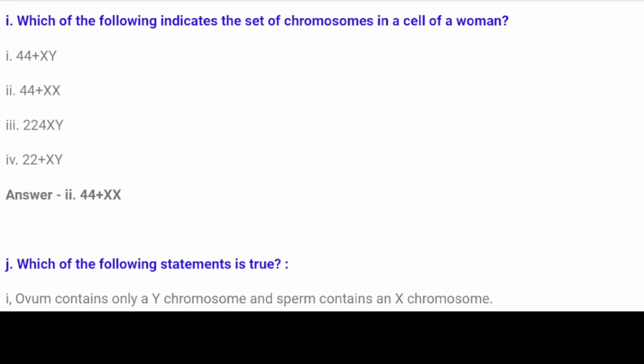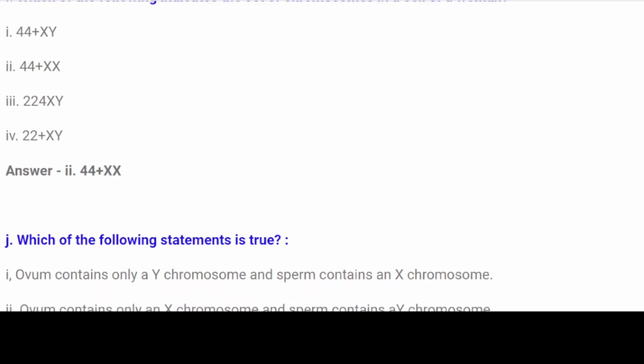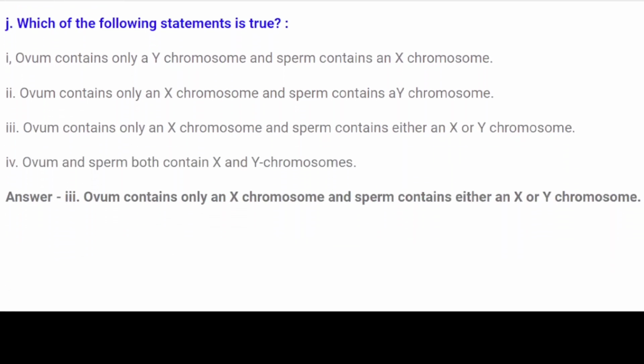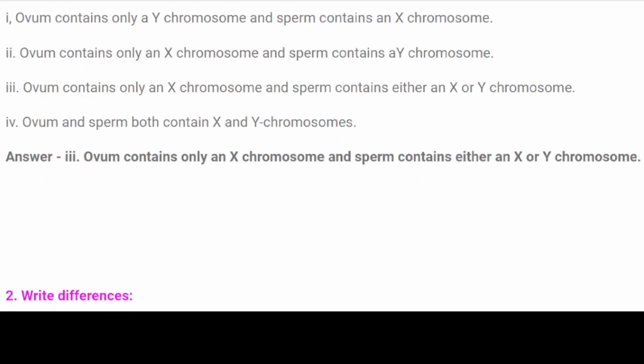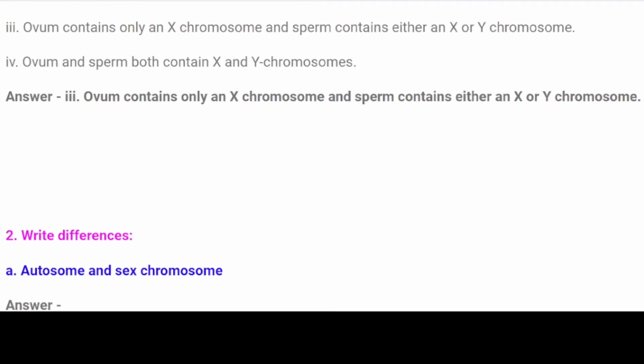I. Which of the following indicates the set of chromosomes in a cell of a woman? 1. 44 plus XY. 2. 44 plus XX. 3. 22 plus XY. 4. 22 plus XY. Answer 2. 44 plus XX. J. Which of the following statements is true? 1. Ovum contains only a Y chromosome and sperm contains an X chromosome. 2. Ovum contains only an X chromosome and sperm contains a Y chromosome. 3. Ovum contains only an X chromosome and sperm contains either an X or Y chromosome. 4. Ovum and sperm both contain X and Y chromosomes. Answer 3. Ovum contains only an X chromosome and sperm contains either an X or Y chromosome.